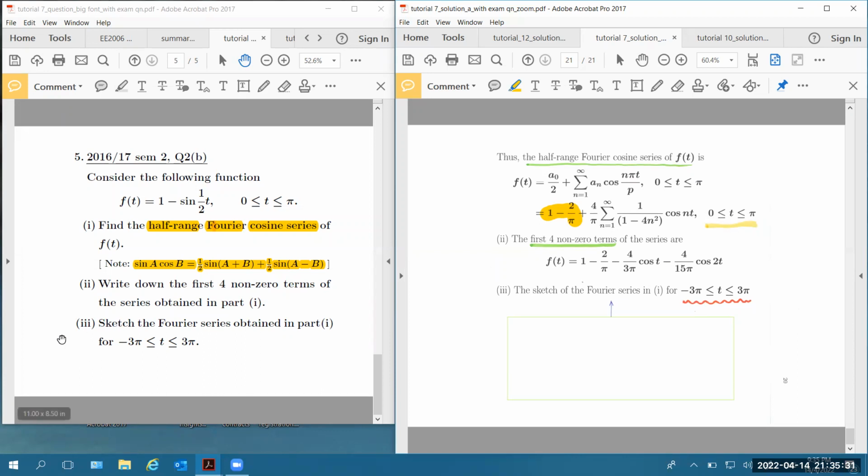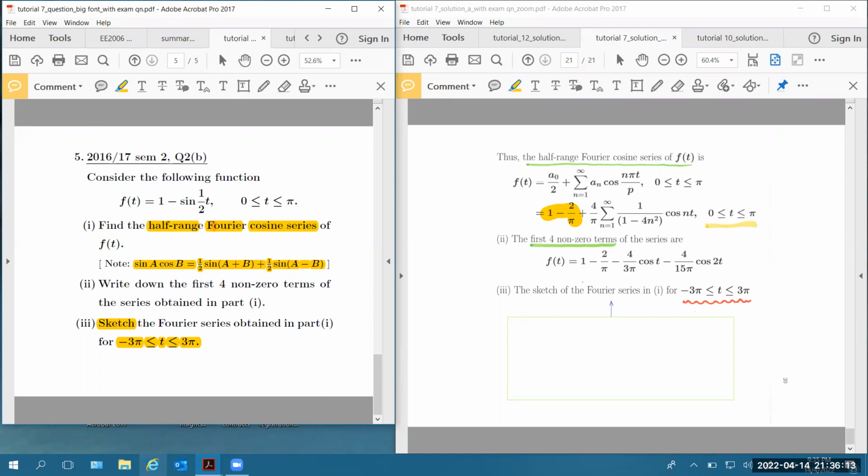Now we come to part 3. Now part 3 is like this. Sketch the Fourier series obtained in part 1 for this range of t from -3 pi to 3 pi. All right. Actually, part 3 is the difficult part. Yeah, part 3 is the difficult part. So we actually test our concept of half-range Fourier cosine series.